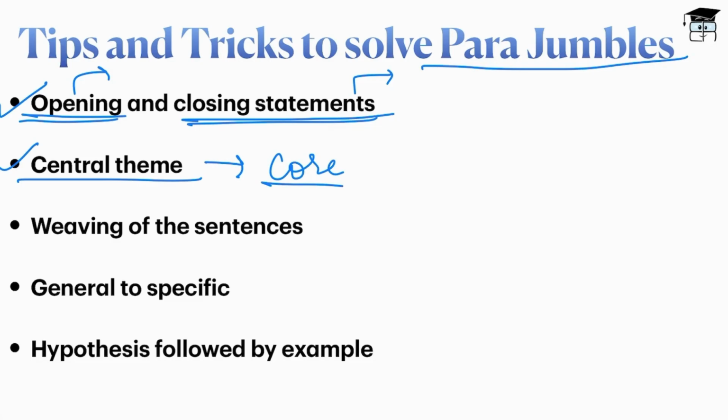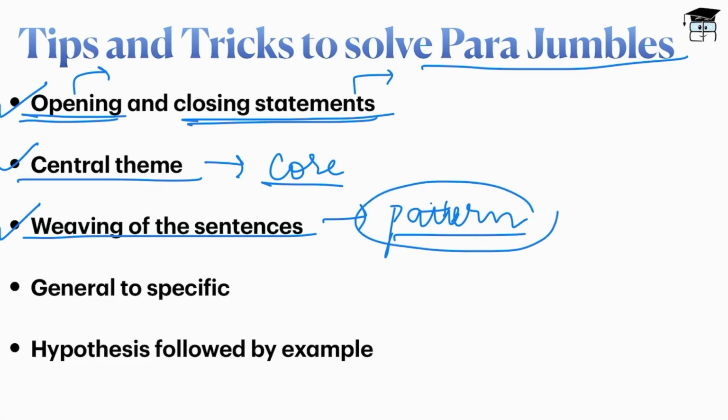Which takes us to the next technique, which is checking out the weaving of the sentences. All the sentences in a cohesive paragraph are woven together in a particular pattern. That tells us that what sentence comes where. Okay? That means that you have to check out in what order and in what sequencing every paragraph has the sentences woven, right? If you check out the weaving pattern of every sentence, you'll be able to understand what is the correct sequence of the parajumble.